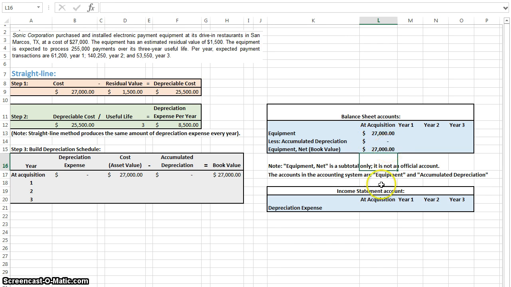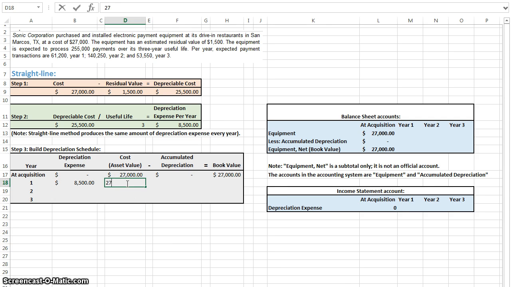Minus that. And I've taken 0 depreciation expense. Alright, year 1. Now I start using this calculation. After 1 year has passed, I will take $8,500 of depreciation per year. So that is my depreciation expense for the year.